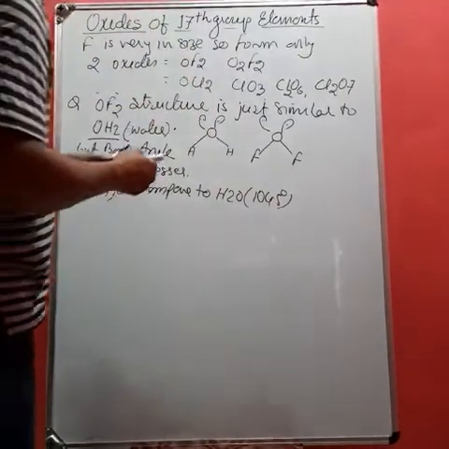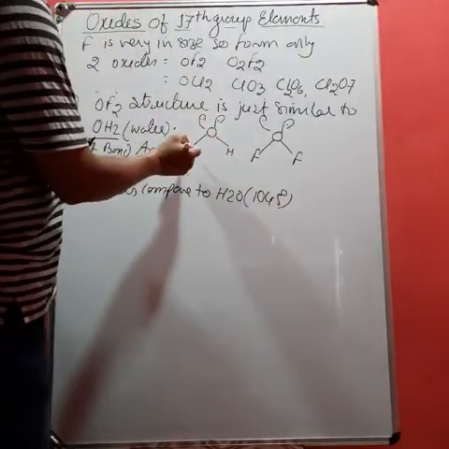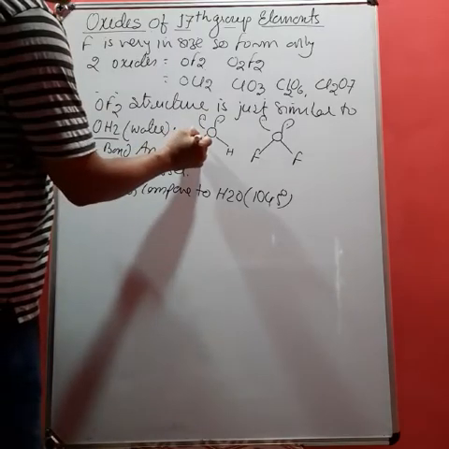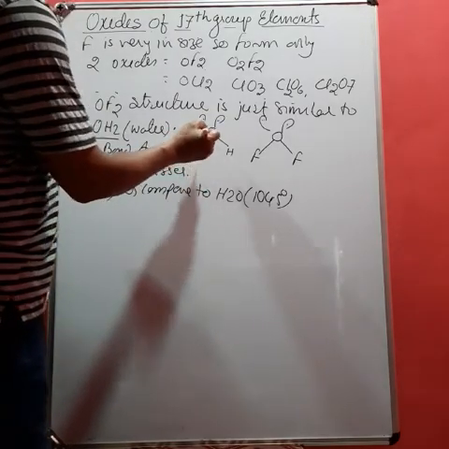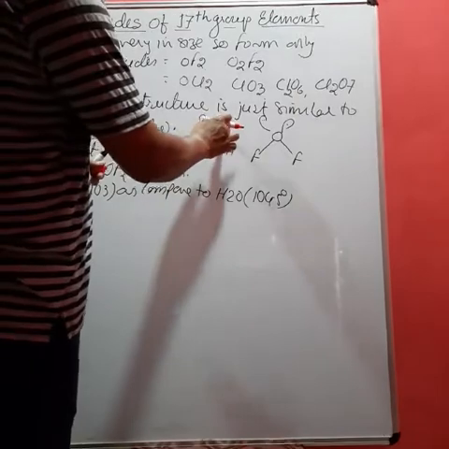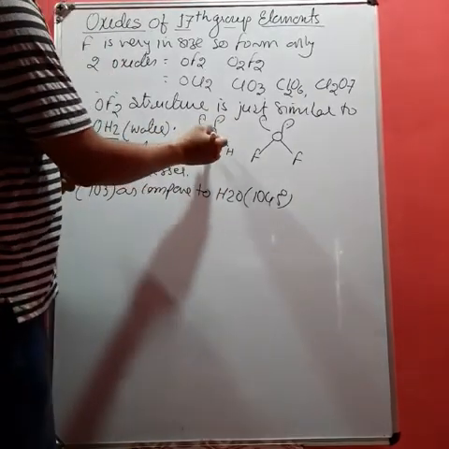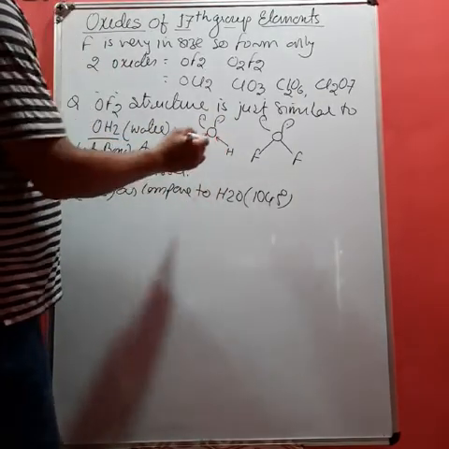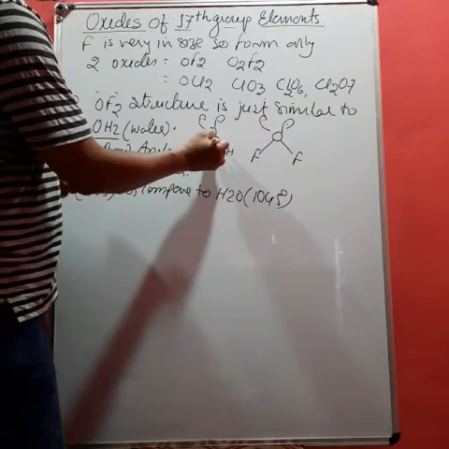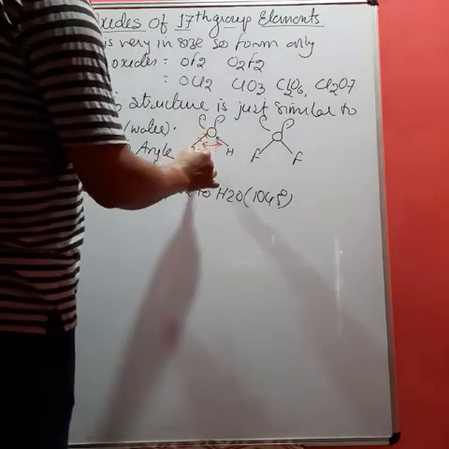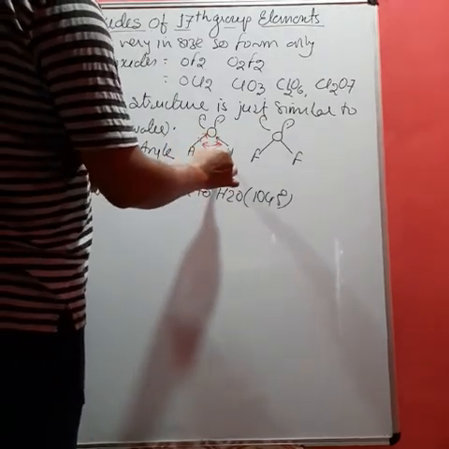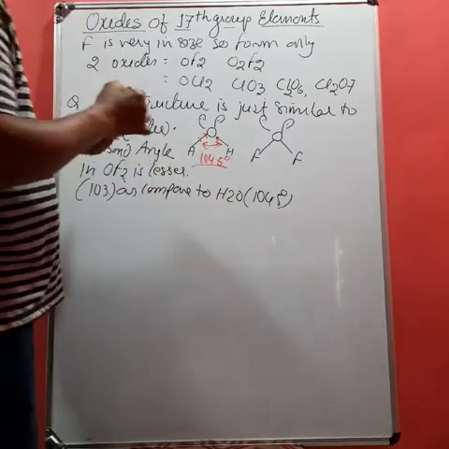Now the reason is what? Actually, the reason is that oxygen is more electronegative as compared to hydrogen. Therefore, the bond pair electrons are slightly shifted towards oxygen. Thus, electron density on the oxygen is very high. Therefore, electron repulsion is very high. Due to very high electron repulsion, the bond angle becomes 104.5 degrees.